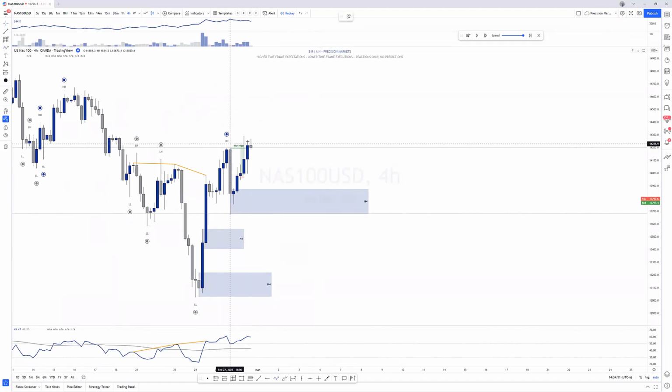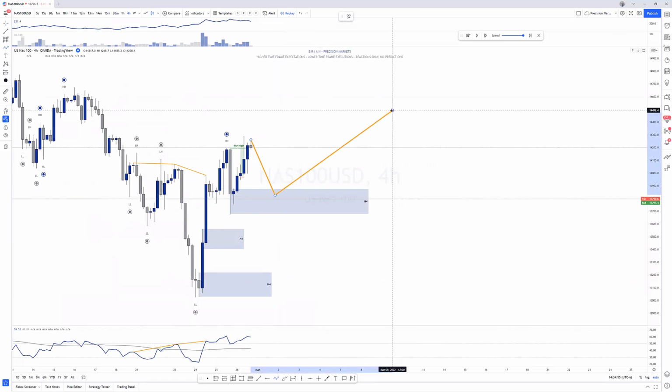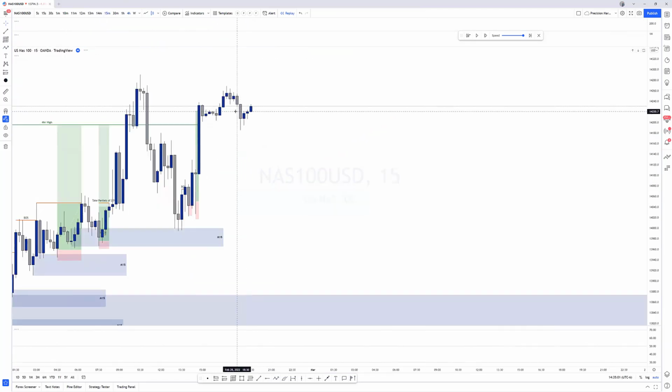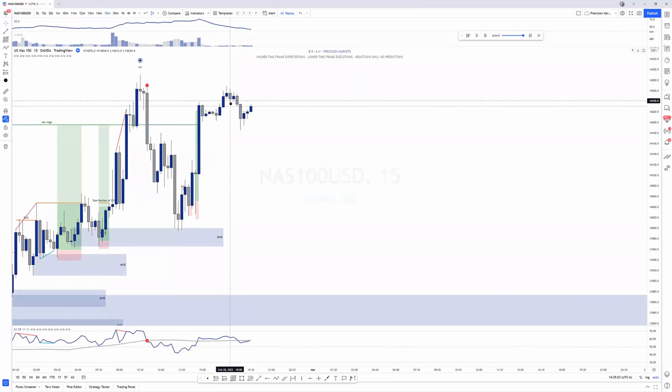So my bias from a 4-hour perspective is that price is going to come down and do something like this. So that's the kind of bias that I have. So if I'm looking on the 15-minute, right now, we have something that I could kind of use as a reason for me to get entered during the Asian.